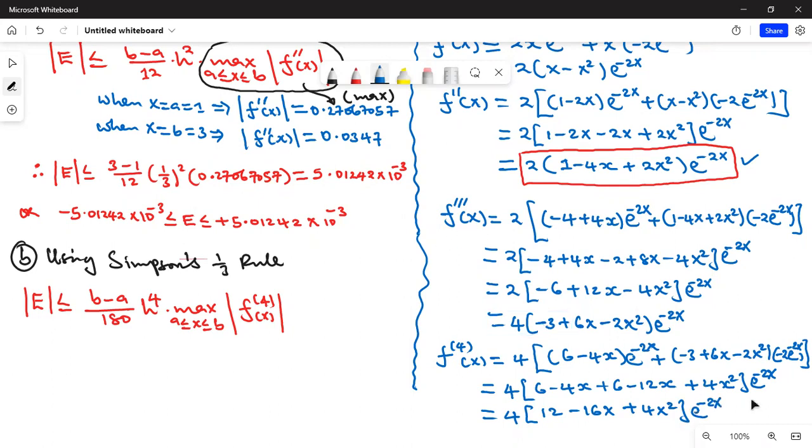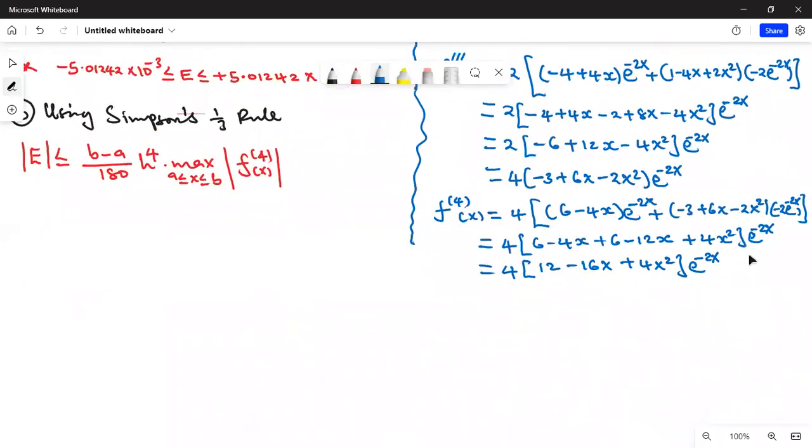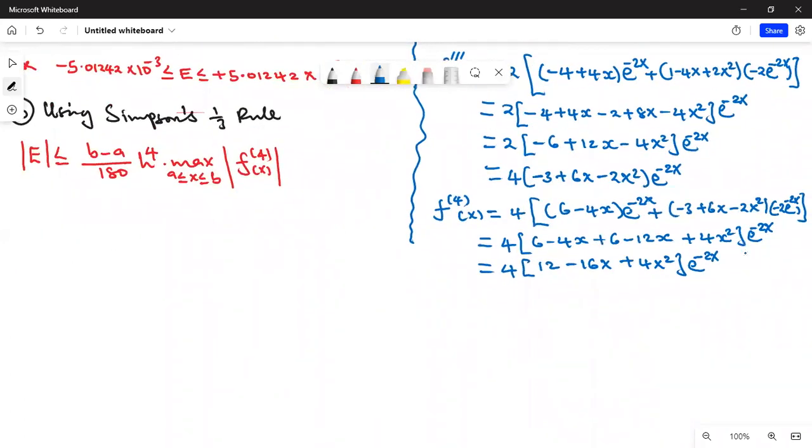That can be factored out so that we get 16 outside. So this should now give us 16 times, we are factoring out 4, remember, so that here we'll have 3 minus 4x plus x squared, exponential negative 2x.